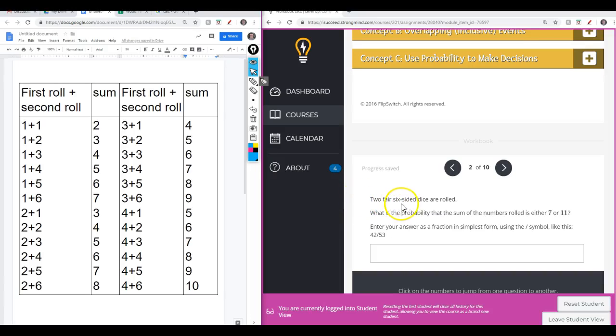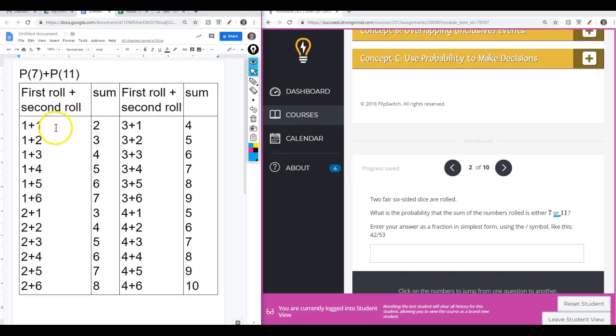All right, two fair six-sided dice are rolled. What is the probability that the sum of the numbers rolled is either a 7 or an 11? So here's the keyword again, or. Because there's no overlap between the sum being a 7 and the sum being 11, we are going to have the probability of it being a 7 plus the probability of the sum being an 11.